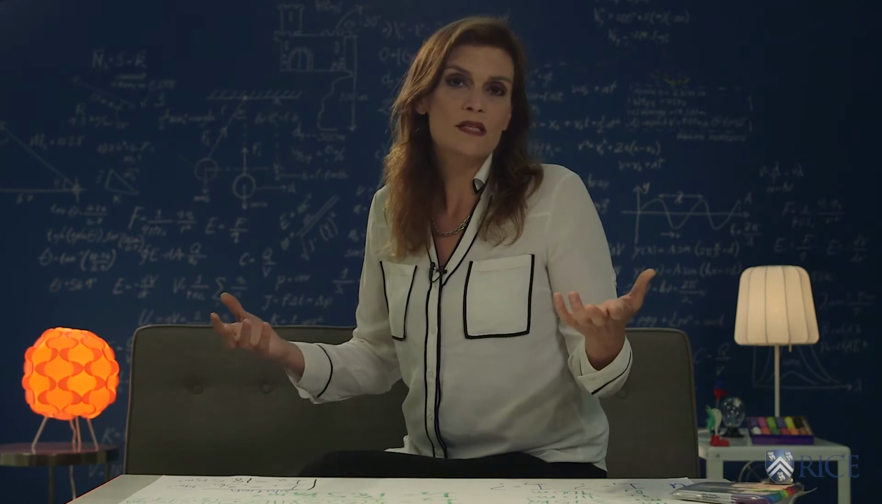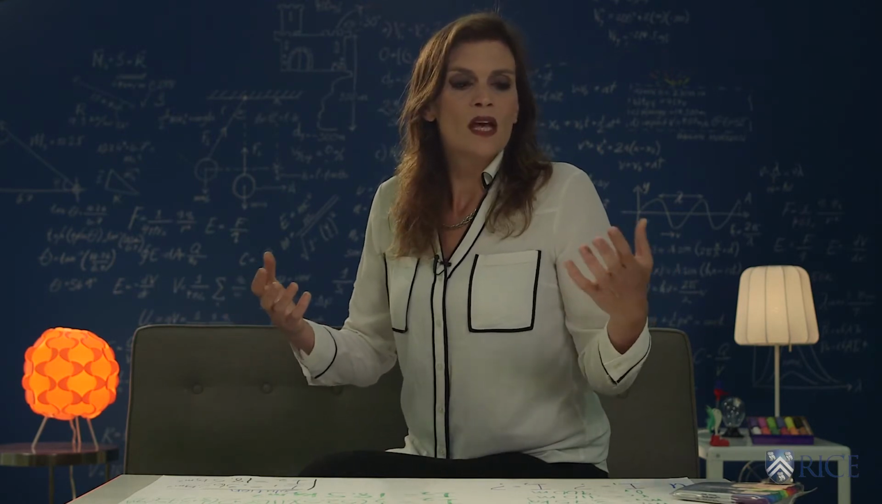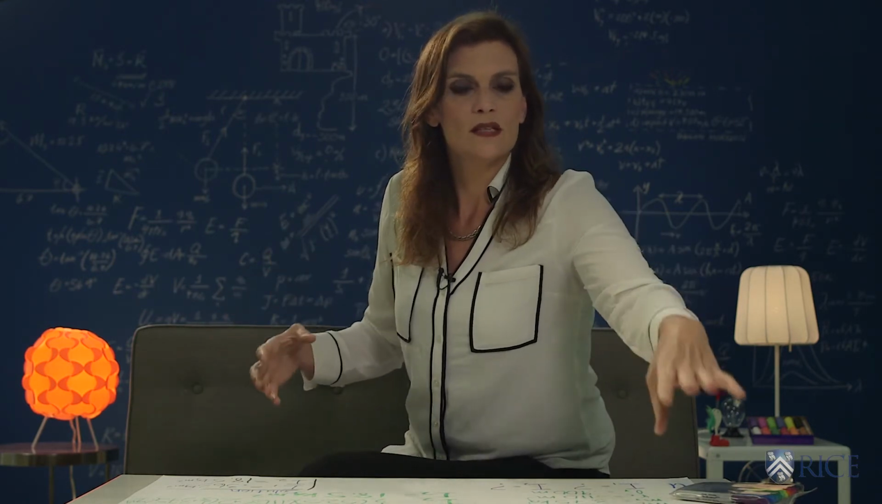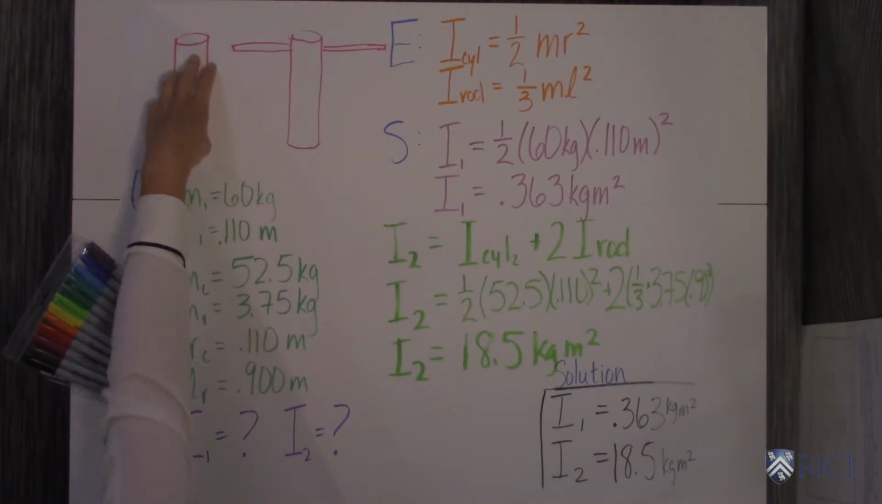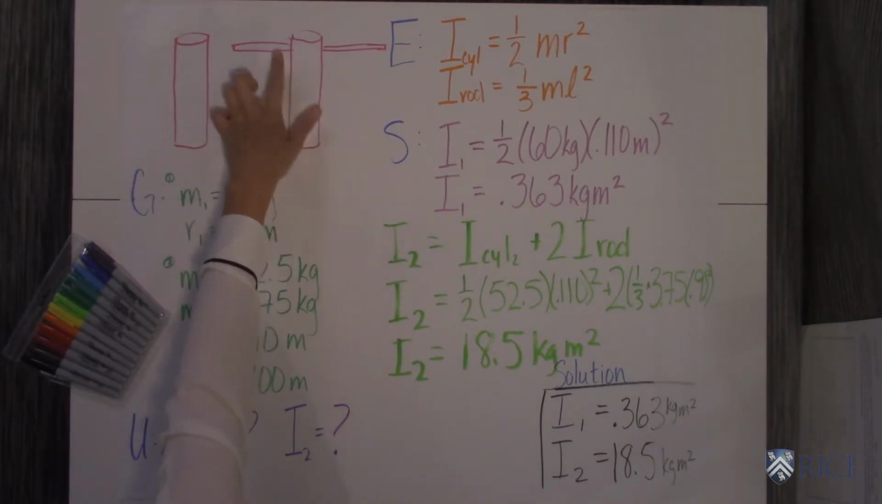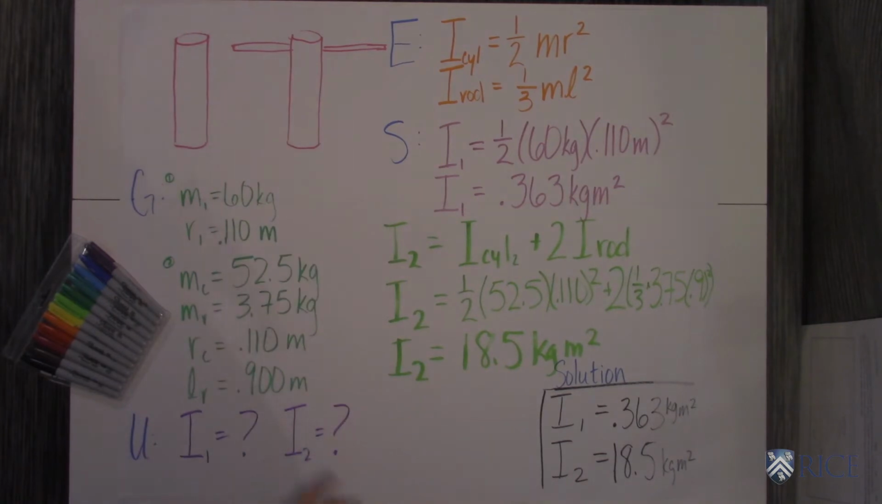We're going to approximate the skater as a cylinder. We're going to say the skater with his arms in is a cylinder, and the skater with his arms out is a cylinder with two rods. Okay? We're given the mass of the skater is 60 kilograms, and the radius when he's got his arms in is 0.110 meters. When he's got his arms out, we decrease the mass because he's got some mass in his arms, okay? And then we've got these rods that are about 0.9 meters.